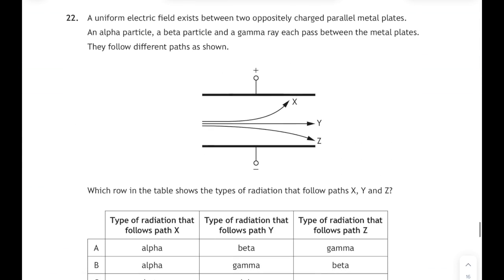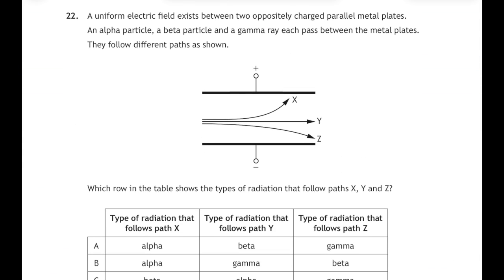Question 22. A uniform electric field exists between two oppositely charged parallel metal plates, and an alpha particle, a beta particle, and a gamma ray each pass between the metal plates, and they follow different paths as shown. And we have to identify which row in the table shows the types of radiation that follow paths X, Y, and Z. Well, let's remind ourselves first what alpha, beta, and gamma look like. An alpha particle is 2 protons and 2 neutrons, and overall that's got a positive charge. A beta particle is a fast-moving electron, and a gamma ray is a burst of high-energy electromagnetic radiation, and it's uncharged.